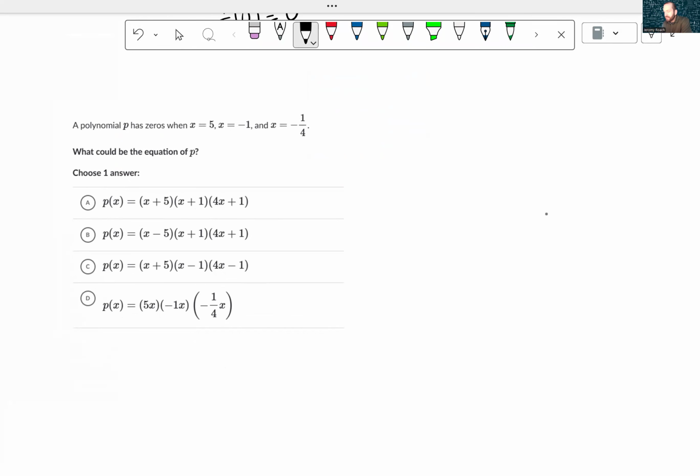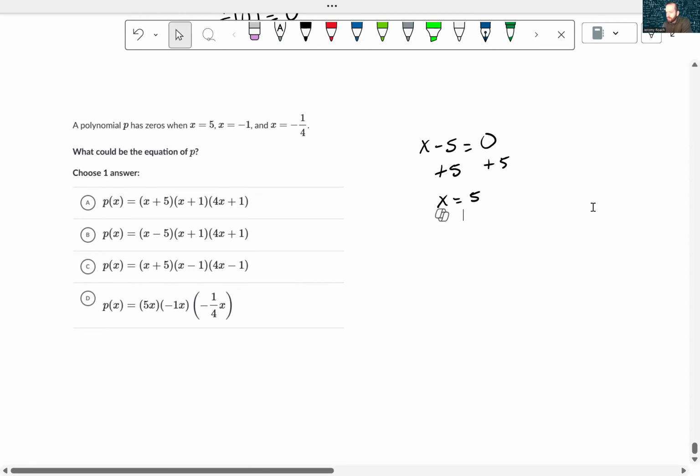So I like to think opposites in terms of the zeros. So this is going to be x minus 5 represents x equals 5. And you can check this if you need to. You can set it equal to 0, add 5, and we get x equals 5. So that's correct for the first one.